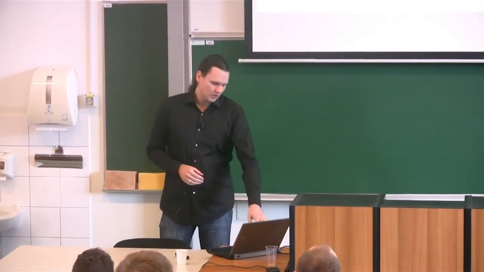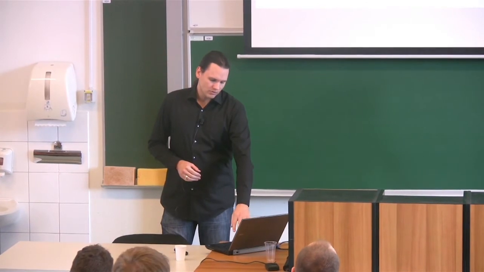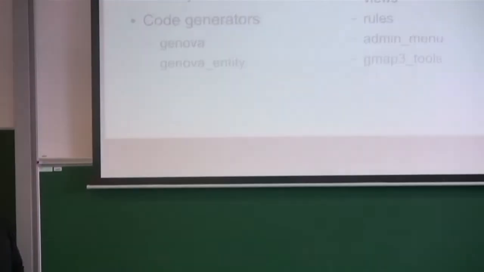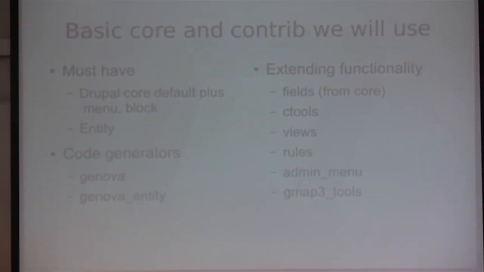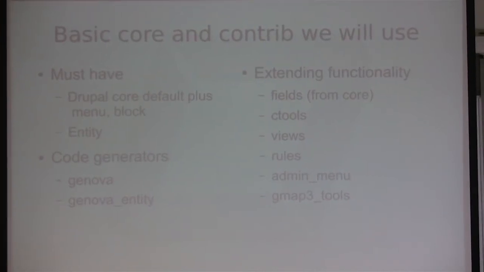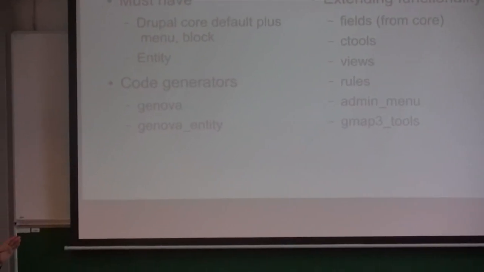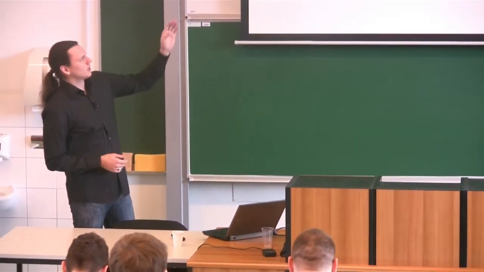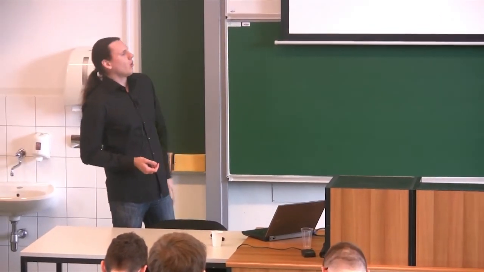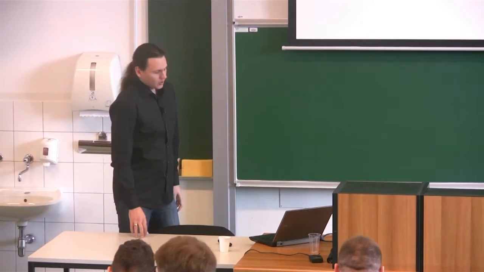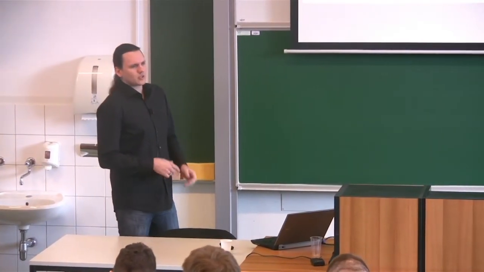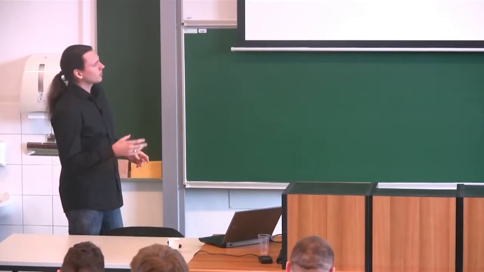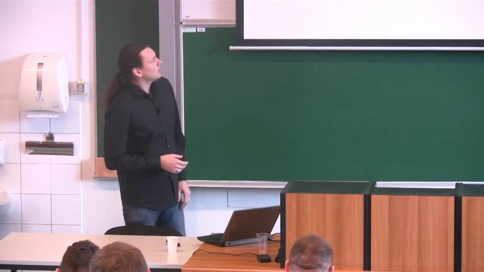All other stuff, like fields, ctools, views, rules, admin menu, some Gmap tools, we will see what that is. We are just using that to extend functionality. For example, we don't really want to render our travel share entities manually to do some table with pager. We will use views for that. Or we really don't want to code some email notification when some travel share is created on site or some comment for that travel share, but we will use rules for that and similar.